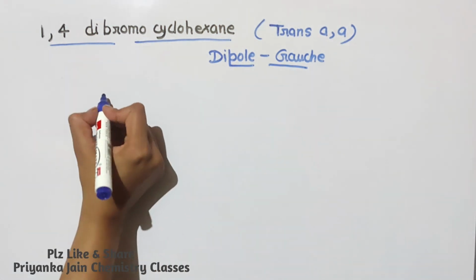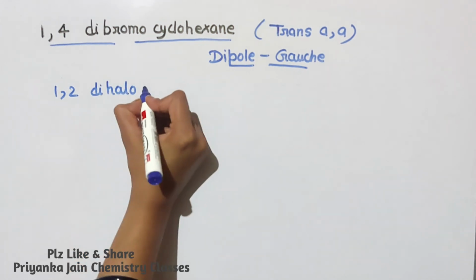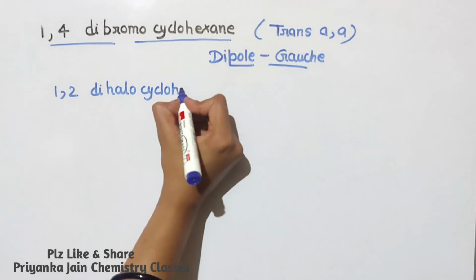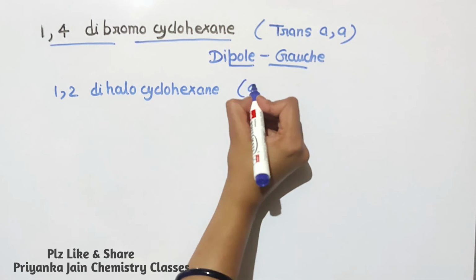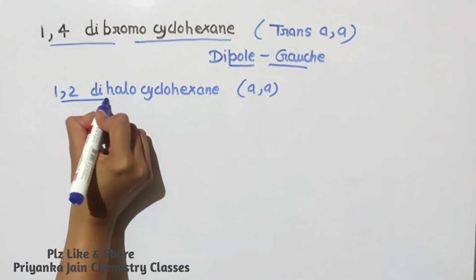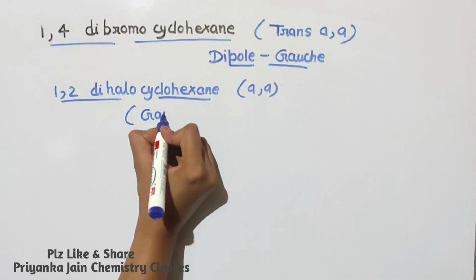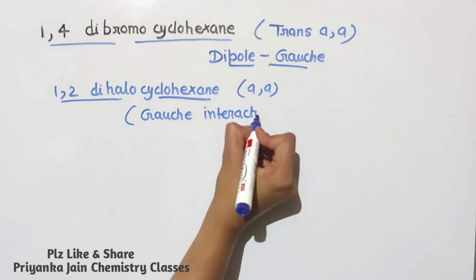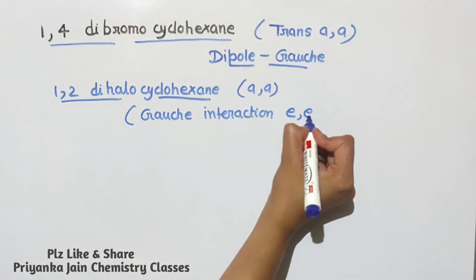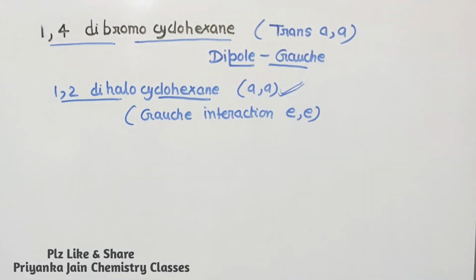Okay, similarly in the case of 1,2-dihalo, this may be dichloro, dibromo, etc., dihalocyclohexane, in this case the anti form, it means the AA form, is more stable. Why is this more stable? Here this is again due to the Gauche interaction. Actually there is Gauche interaction in the EE form, it means where both are equatorial, in that form there is Gauche interaction, so this gets destabilized. Okay, so here the AA form is more stable, right?